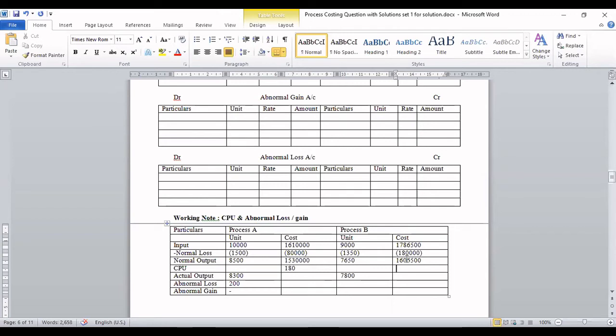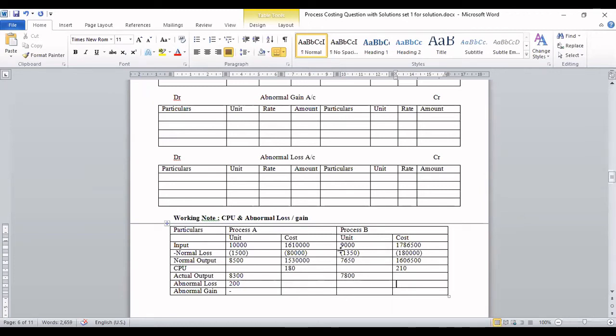What is the cost per unit you are getting, beta? Tell me. 210. You are getting 210. Everyone getting the same? Just check. Yes, sir. Now tell me here whether 150 abnormal gain. You got abnormal gain, correct?